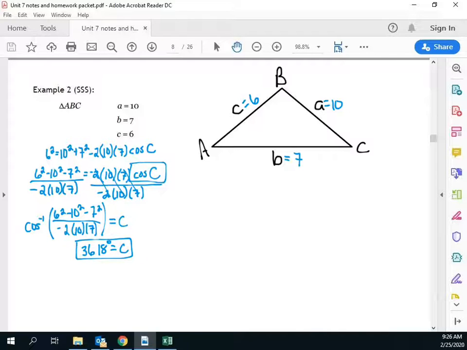So, we found one angle. Angle C is 36.18.